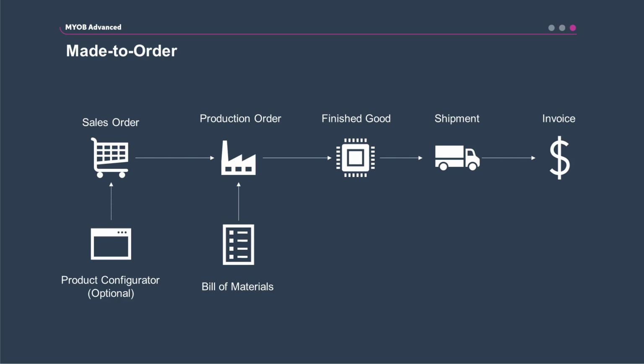You also have the alternative to use a product configurator. So before you confirm your sales order, you can set the different specifications for that product and base your production order on it. And again, the production order itself will draw the information from the bill of materials that you've created.